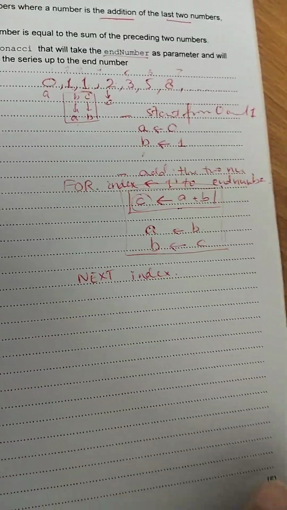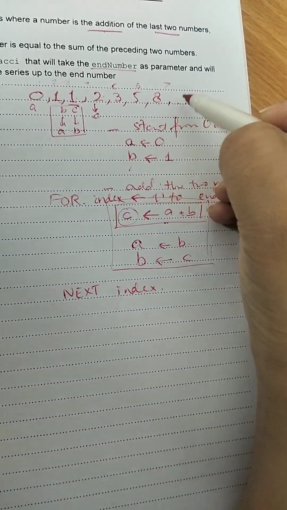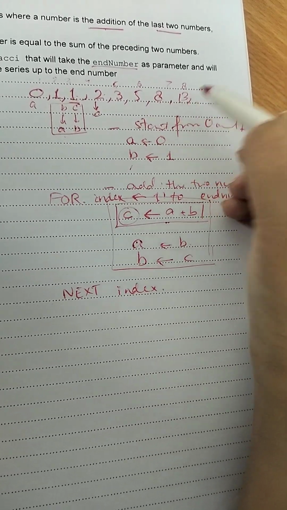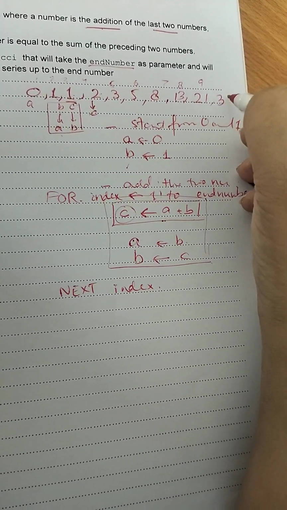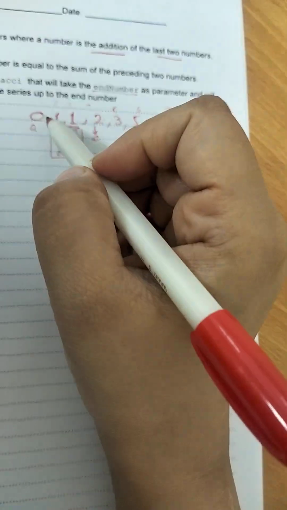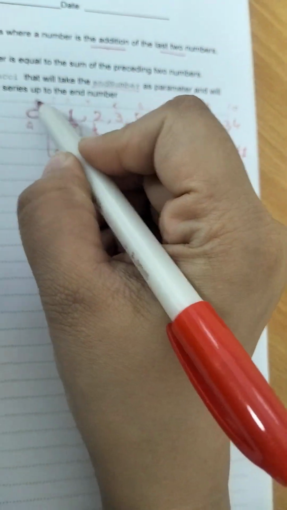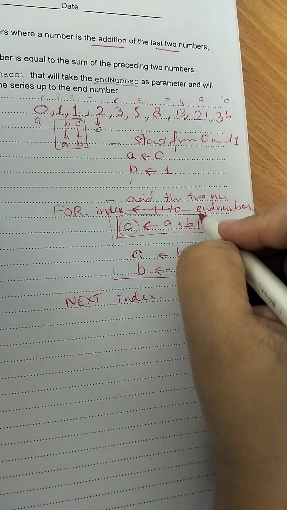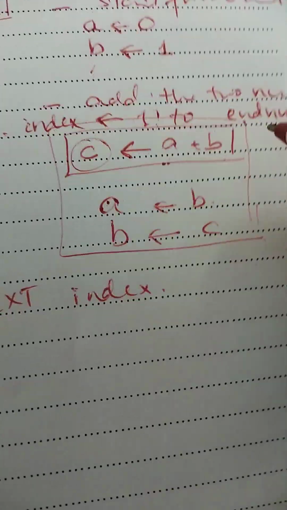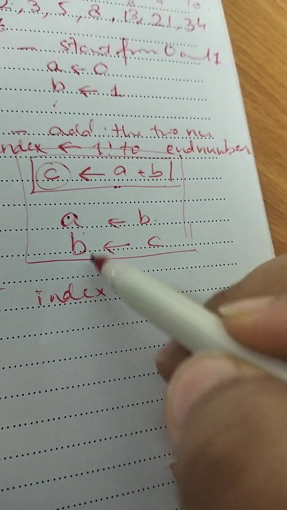Now suppose I say that I need the first 10 numbers of the series. So 13 is the 8th number, then 8 plus 13 is 21, this is the 9th number, and then 13 plus 21 is 34. These are the 10 numbers. So always the first 10 numbers are going to be 0 to 34. So that is index 1 to 10, for index 1 to n number. Now n number can be variable, it can be 10, it could be 20, whatever the user is asking. And every time these are the changes that need to be done.